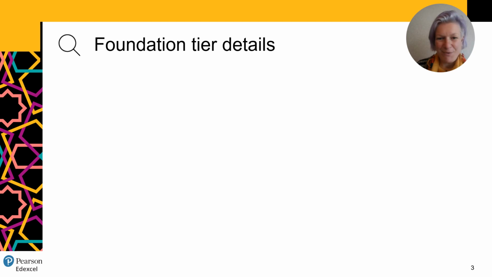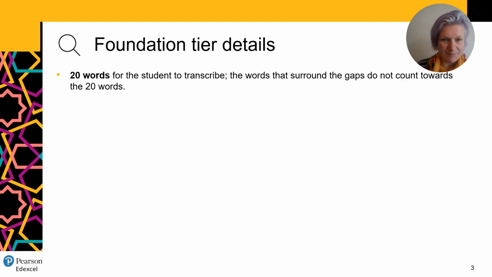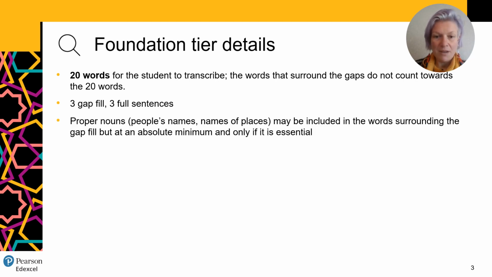So here's a little bit more detail then about the construction of the transcripts that the learners are going to listen to for their dictation assessment. So for the foundation tier, there will be 20 words that the students have to transcribe. That doesn't include the words which are already printed on the page. There'll be 3 gap fills and 3 full sentences, as we've just seen in our example.